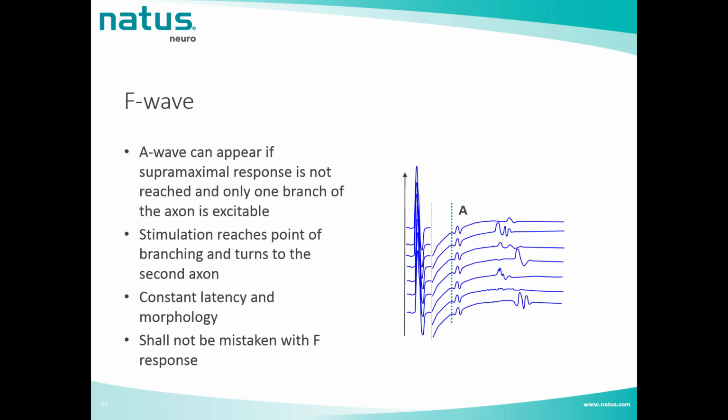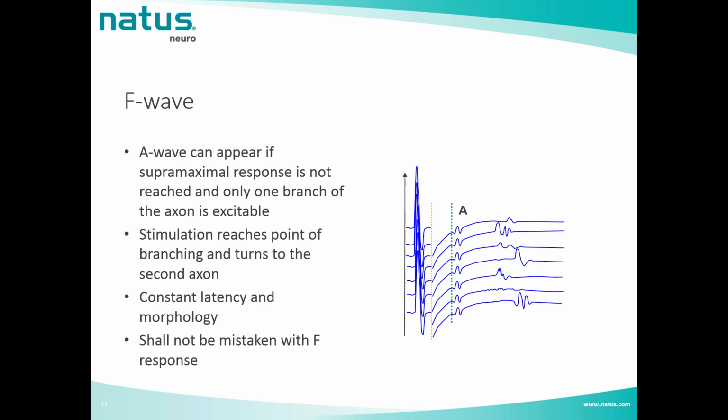One thing that can happen when you do an F response is you may see in some recordings a small response that is extremely stable, with low amplitude, constant latency, and constant morphology, showing before the F wave, and sometimes after, but mainly before. This should not be mistaken for an F response. The small potential, as you can see with the green line on this slide, is called the A wave.